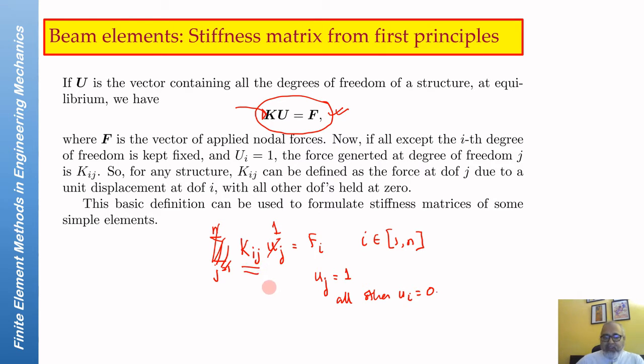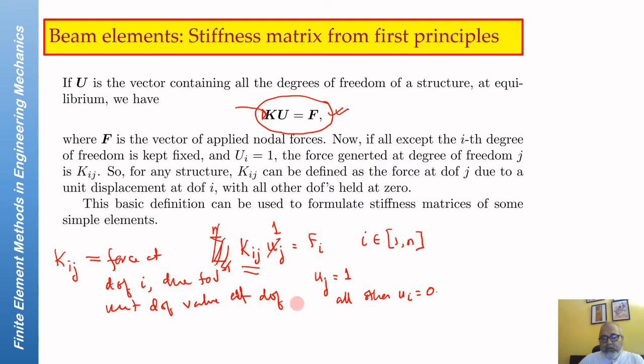So Kij is the force at degree of freedom i due to unit degree of freedom value at j. So that is the basic definition which we have used to formulate the element stiffness matrix, and then of course assemble it into the global stiffness matrix.